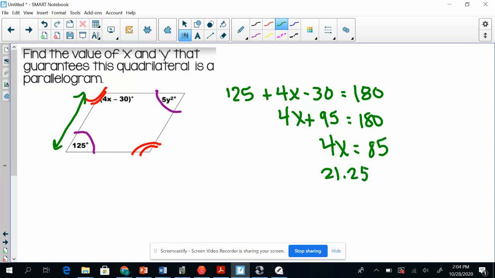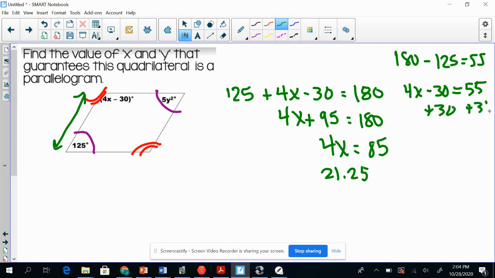Now, it doesn't tell me the value of that. So you could solve it this way. Or, again, if I know these are supplementary, if I take the 125 away from 180, you could also note that is going to be 55 left over. So this 4x minus 30 has to equal 55. Because 180 minus the used 125 is going to leave me 55 for this angle up here. So it might be easier for some of you to do it that way. I'm showing you both ways so you can pick which one works best for you.